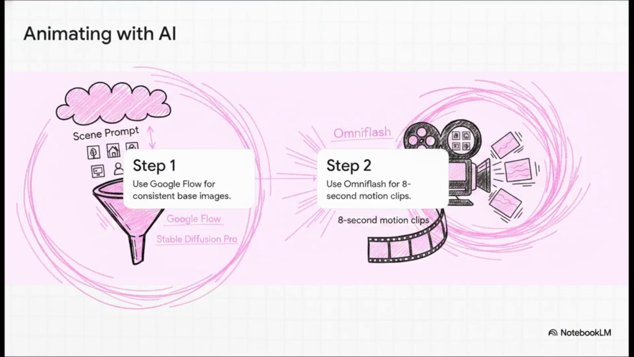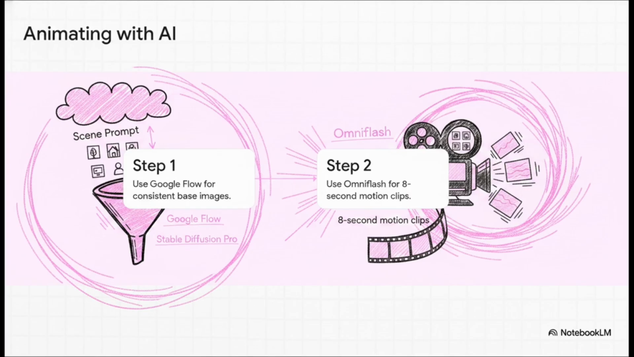We've done the research, we've written the script, and we've generated the visual prompts. We essentially have the cheat codes to animation at this point. The final phase is to take those scene prompts from GPT and paste them into a tool like Google Flow using a model like Stable Diffusion Pro. This generates your highly consistent base images for every single scene.